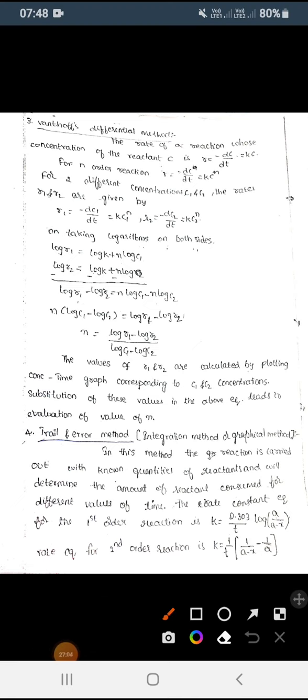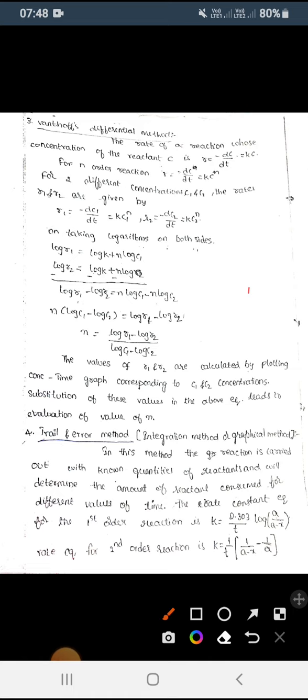So the Ostwald isolation method is that the reactant which is not taken in excess, we call it isolated. The next method is the Van 't Hoff differential method. The Van 't Hoff differential method is based on the definition of rate of reaction, whether it depends upon the concentration of the reactant or not. Van 't Hoff is experimental, by observation. So that one we call Van 't Hoff.